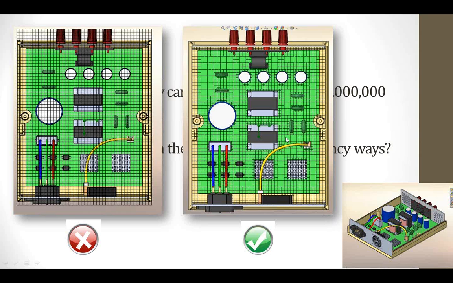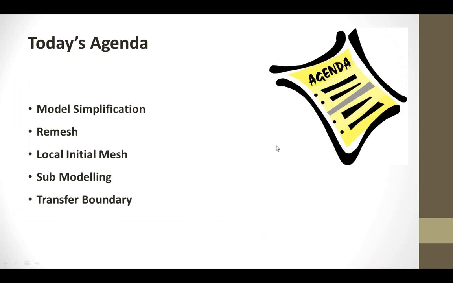Okay. So now I will teach you how to make the meshing focus on the electronic components and make our meshings better and better, and make more accurate flow simulations. Okay, so today's agenda, we have divided into 5 topics: the model simplifications, the remesh, the local initial mesh, the sub-modelings, and the transfer boundaries.